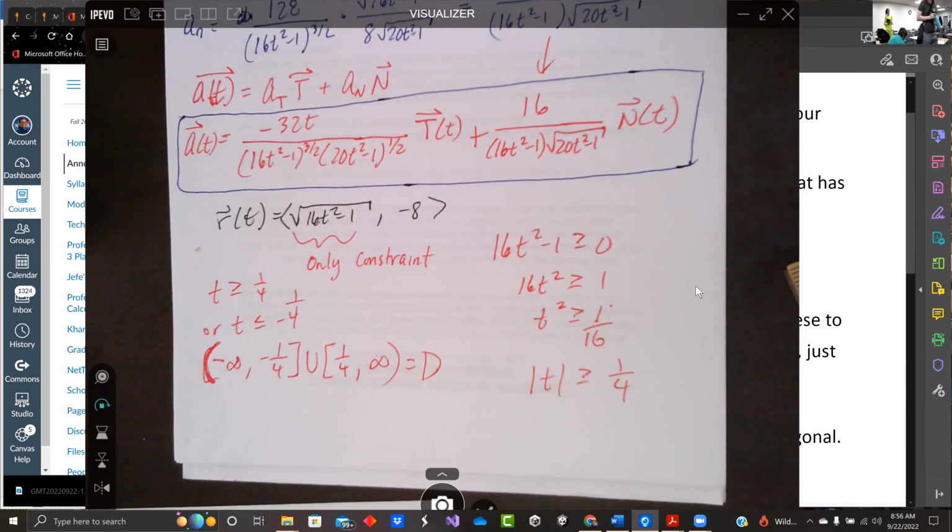Had to be greater than 1. I don't know the notation. Oh, yeah, that's right.